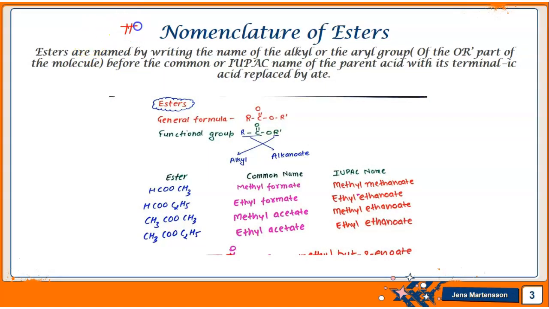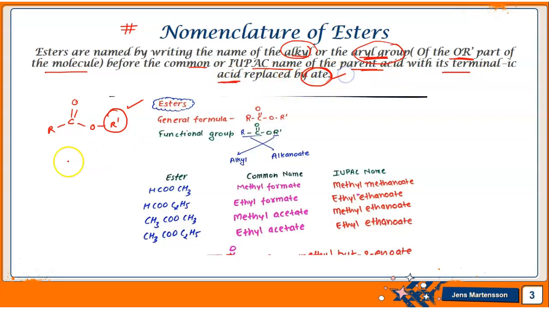So proceeding with the first topic, that is nomenclature of esters. See, esters are named by writing the name of the alkyl or aryl group of the OR' part of your molecule, if we write it like this, RCOOR'. Okay, so what they are saying is: write the name of the alkyl or aryl group of this OR' group of the molecule before the common or IUPAC name of the parent acid, with its terminal "ic acid" replaced by "ate". So you are going to replace the terminal "ic acid" with "ate". Okay, this is the main rule you should keep in mind wherever you are naming your esters, correct?